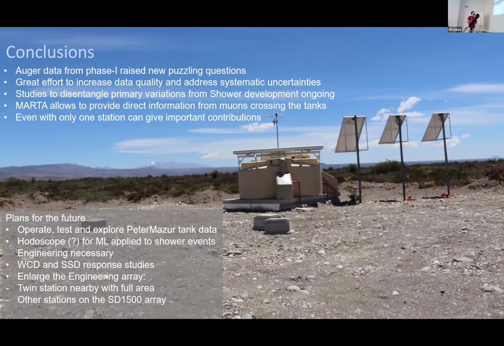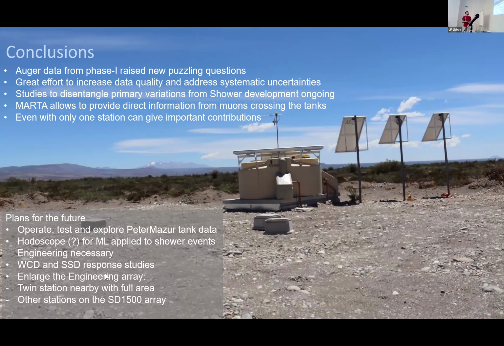So, plans: we want to, of course, operate, test, and explore the Peter Mazur tank data. This is our test tank, let's say, our production test tank. We have the idea to make a hodoscope in this tank. So we have 4 RPCs on the bottom, and if we could have RPCs on the top, we could have data from showers, not atmospheric muons or atmospheric particles, telling us the direction of the particles. This requires a lot of engineering.